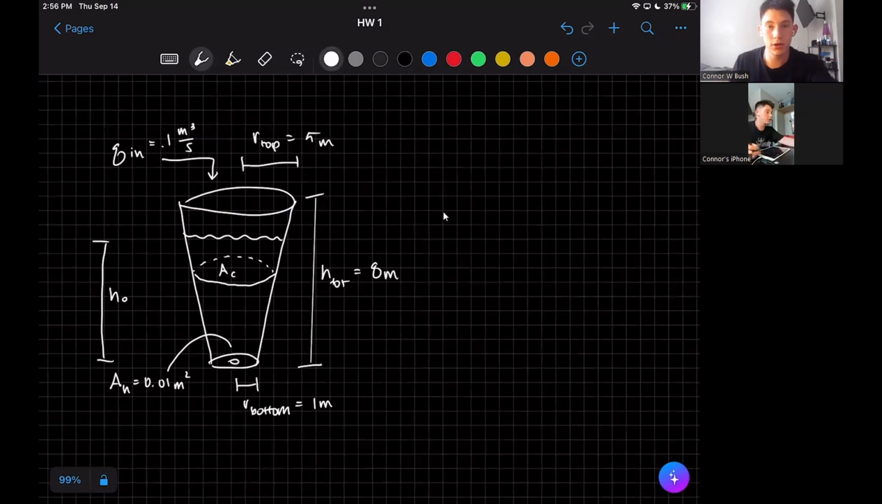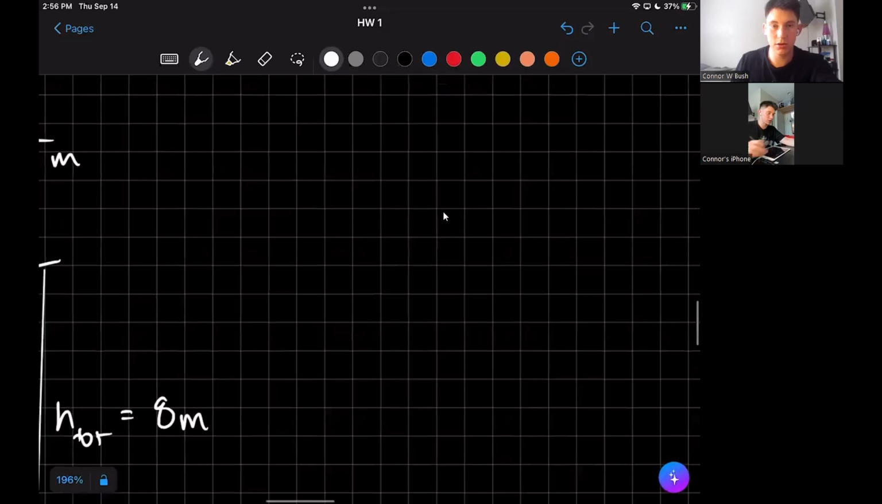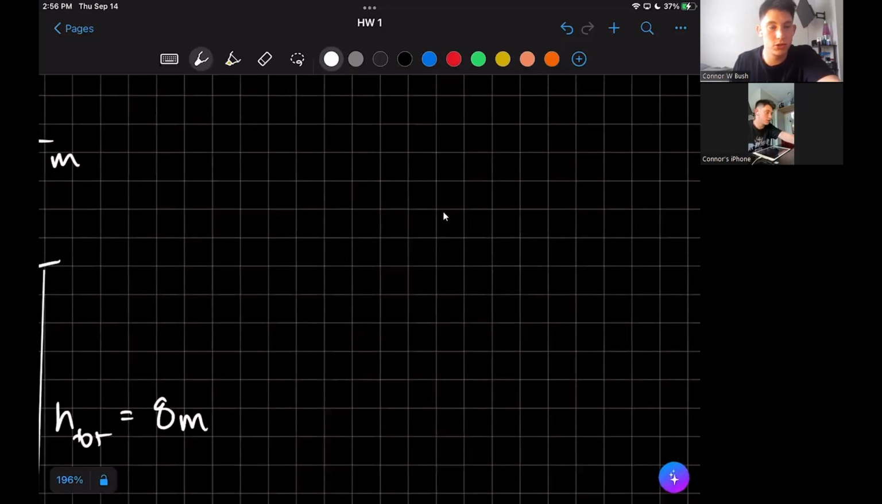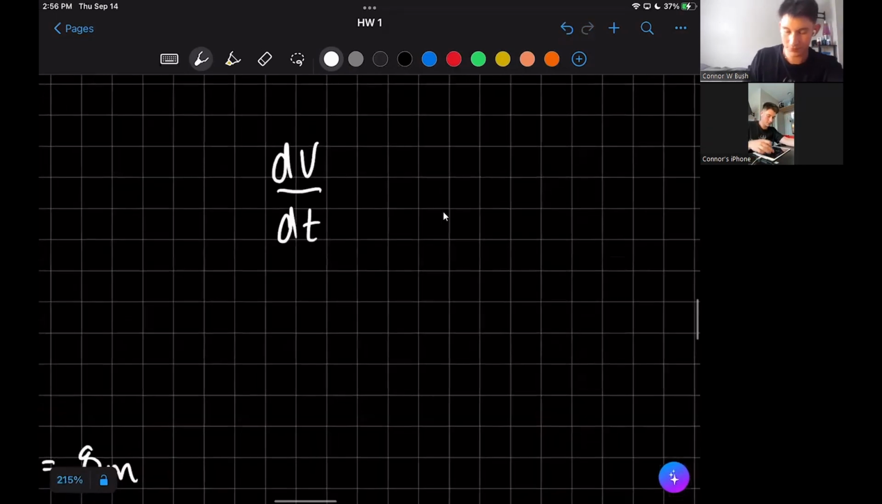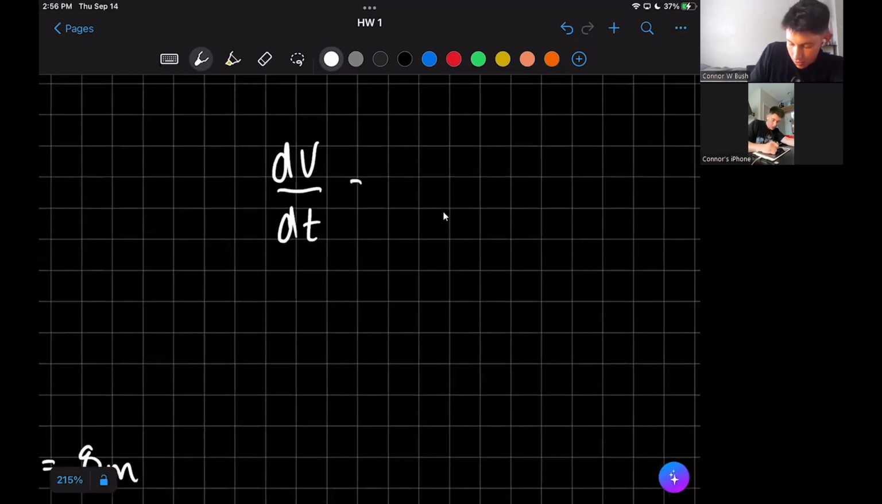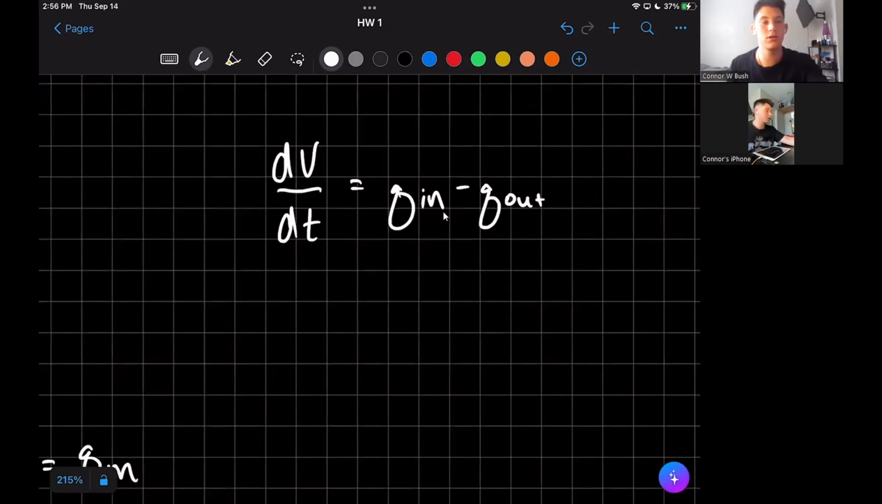So we are going to ultimately need an expression for dH dt, which is the change of height with respect to time. But first we need to look at finding that from dV dt, the change in volume with respect to time. We know that the change in volume with respect to time is equal to the flow rate coming in minus the flow rate going out.